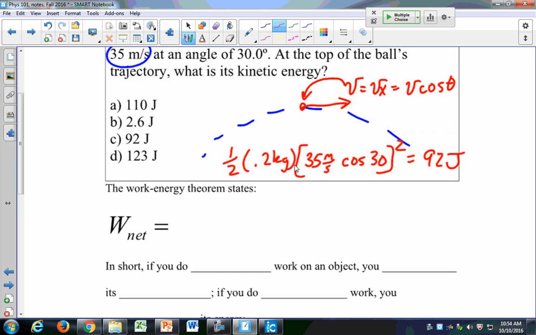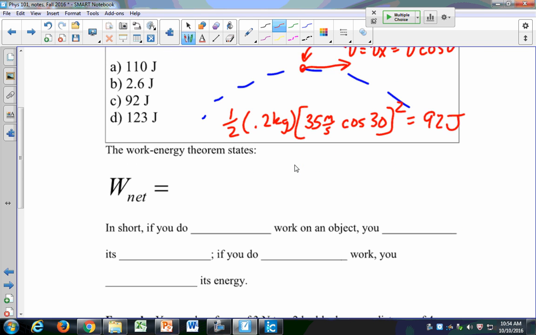You also see some problems that are related to the work energy theorem. The work energy theorem simply says that if I do work on an object, we've already seen this actually, if I do work on an object, I change its energy. That is the work energy theorem. And it says that the net work is equal to some change in energy. We'll typically say that this work changes our kinetic energy, and that's the way we'll deal with it primarily.